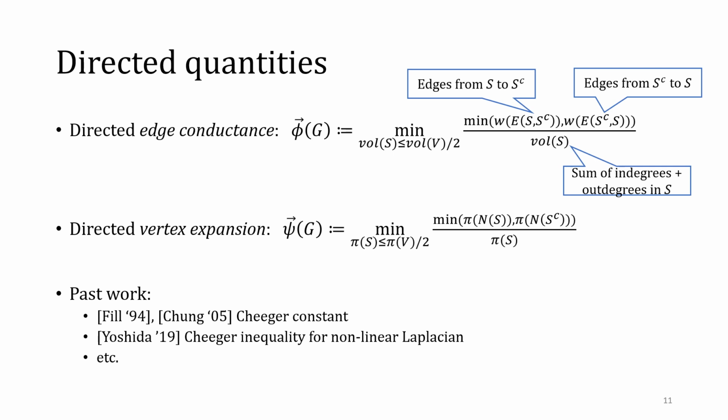Nevertheless, there have been considerable past attempts on developing such a theory. For example, Fu and Chung defined a Cheeger constant and derived a Cheeger inequality for it. And Yoshida derived a Cheeger inequality for a nonlinear Laplacian. Of course, this list is not exhaustive.